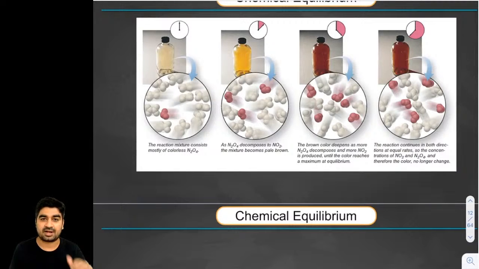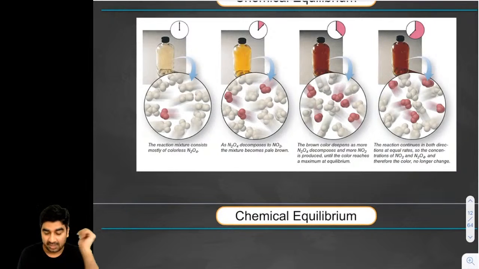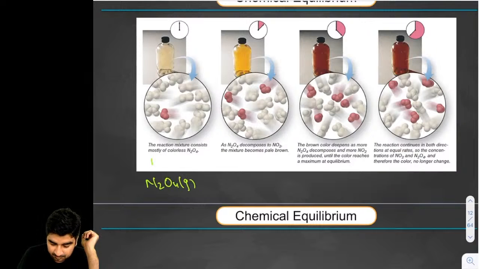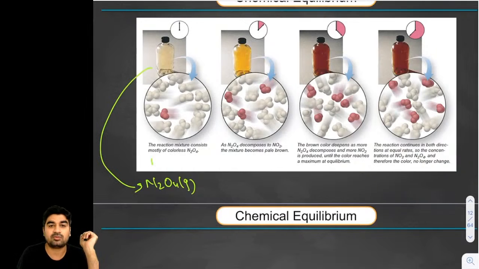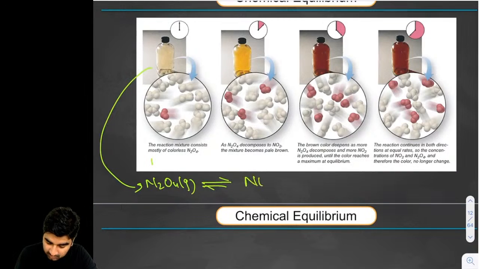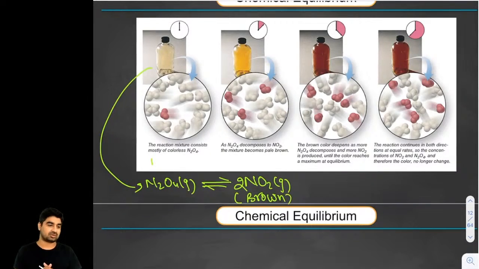So guys, now let's start. Here what is going on? Actually, if you can see, here I'm taking N2O4 gas. In this container we have N2O4 gas. Now when this N2O4 gas dissociates, we get NO2 gas. And guys, this NO2 gas is brown color.